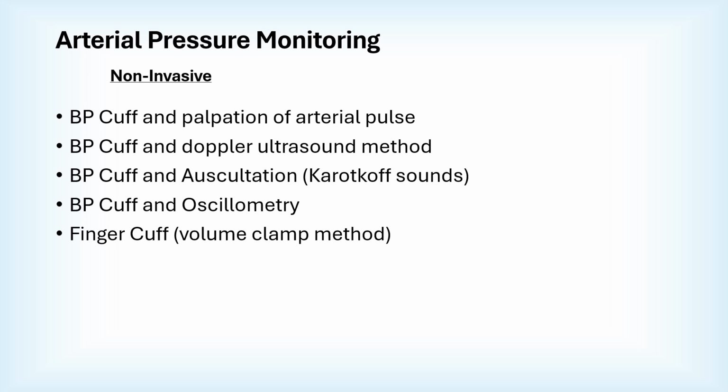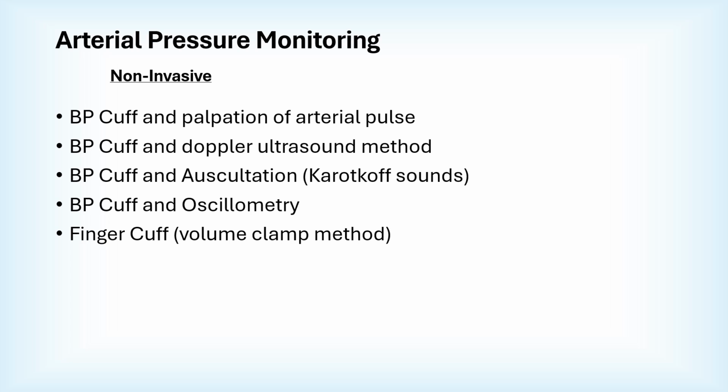For palpation, systolic blood pressure only can be determined by palpating a peripheral pulse, inflating a blood pressure cuff proximal to the location until the flow is occluded, releasing cuff pressure slowly, about 2 to 3 millimeters of mercury per heartbeat, and then finally measuring the cuff pressure at which the pulse is first felt again. This does not give you a diastolic blood pressure or mean arterial pressure measurement.